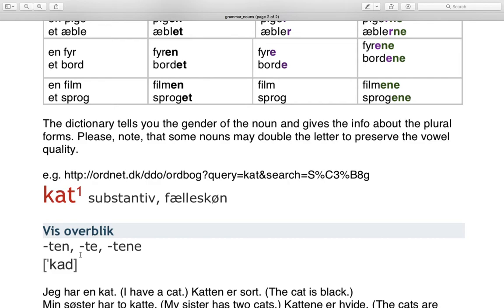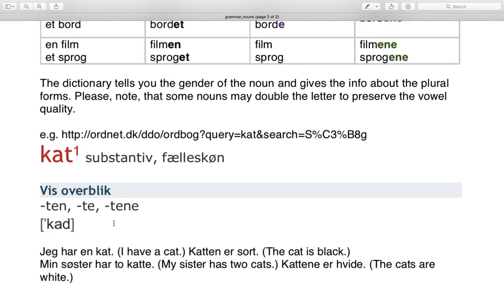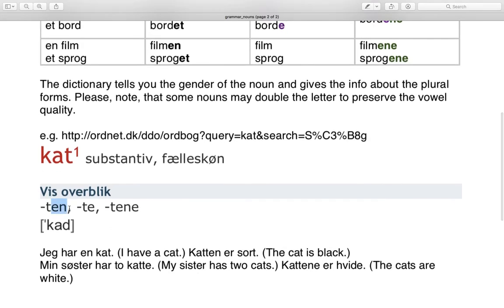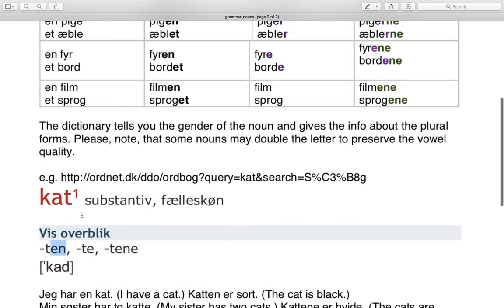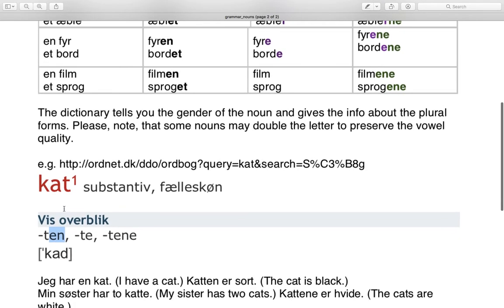If I want to say a cat, then I would just say, okay, it's written en at the end, so I put it in front and I say en kat, a cat. Then cats would be katte and kattene, the cats. It's a good example to show you that sometimes it's not just adding en in the definite singular, because if it's a short word, you have to double the final consonant sound.